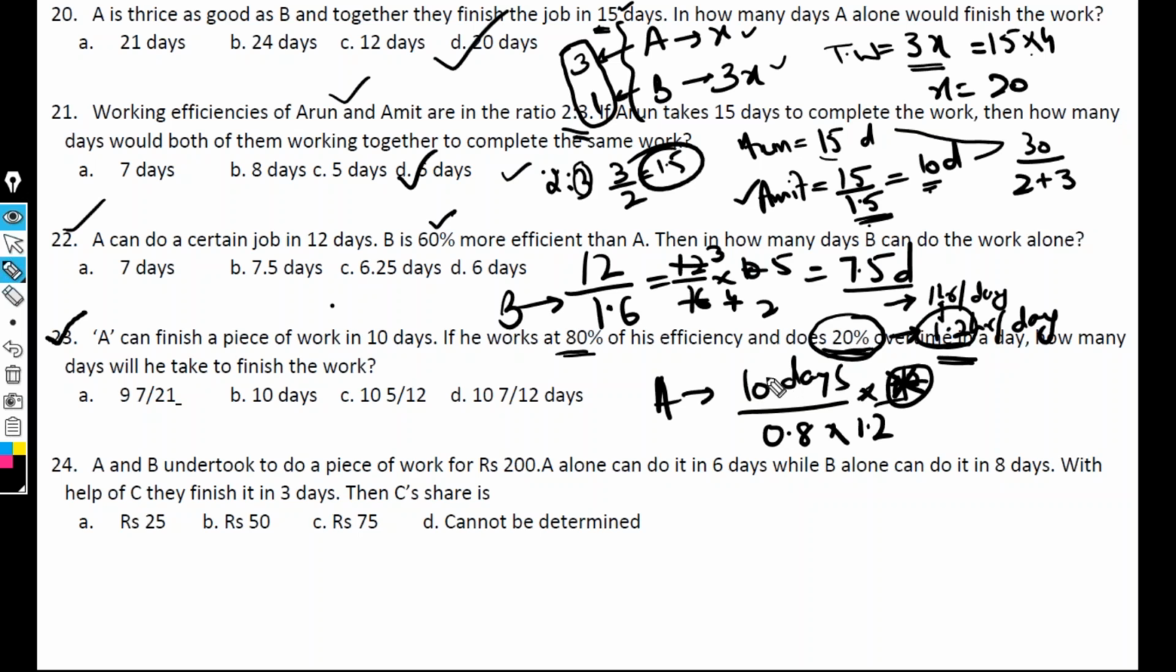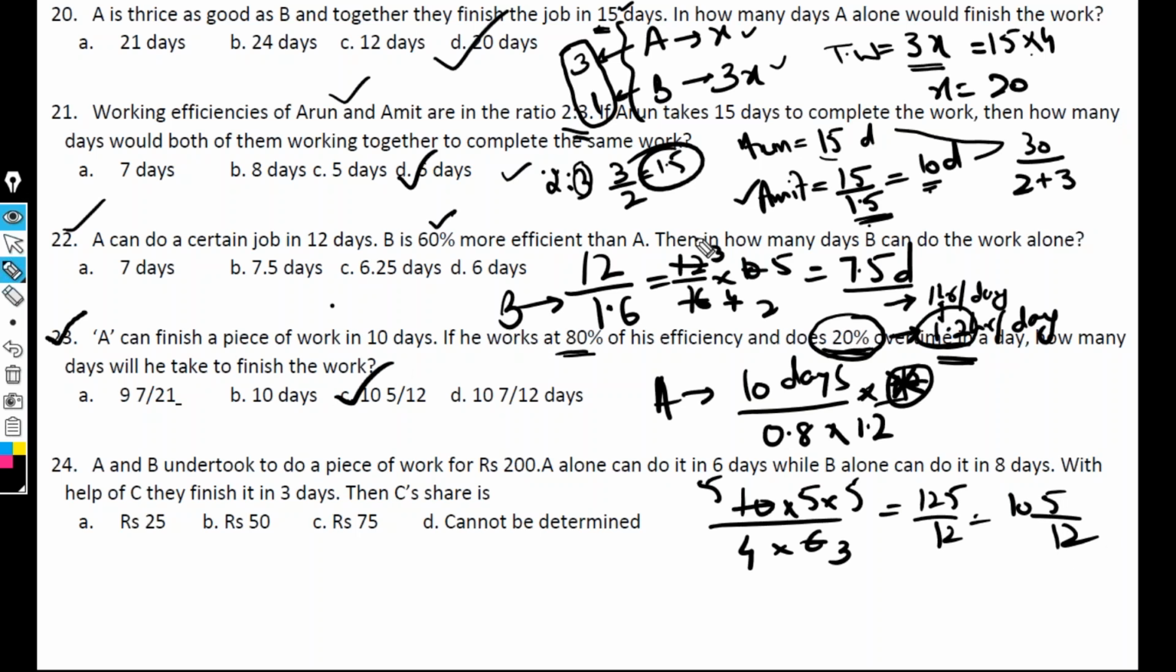Is that clear, everyone? So the answer comes out to be 10 upon 0.8 into 1.2. When you simplify it, it is 10 upon 4 by 5 into 6 by 5. So 2 3 is the 6, 2 5 is the 10, which results in 125 by 12, which is equivalent to 10 whole 5 by 12. So your answer C is correct. Is it clear? Come on, guys, be quick with the response. Any doubt in this? Yes, no?